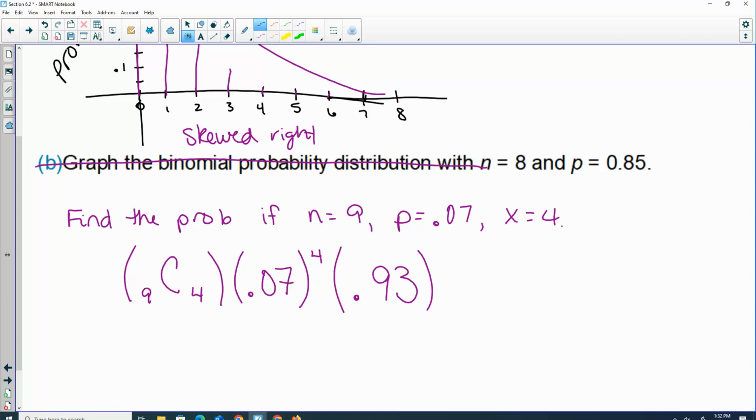0.93 to the n minus x, so 9 minus 4 is 5. In other words, it's saying we had 4 yeses and 5 no's here. So remember to plug this in. You start your parentheses, you type in your 9, and then if you went math over to probability, you wanted the NCR.